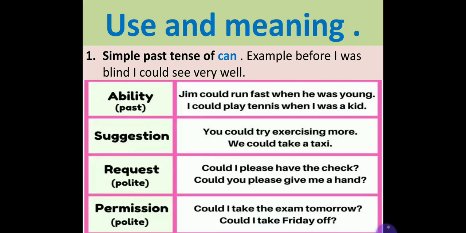Next sentence. Uses and meanings of could and couldn't. The first, could, it is the simple past tense of can. For example, before I was blind, I could see very well. Okay, the second use, ability. Ability in the past. We can use could too. For example, I could play tennis when I was a kid. And the second meaning is suggestion.